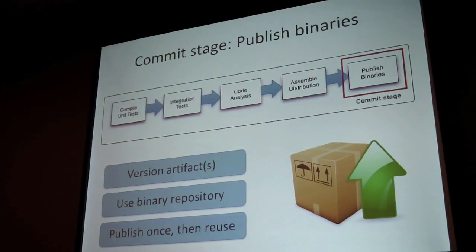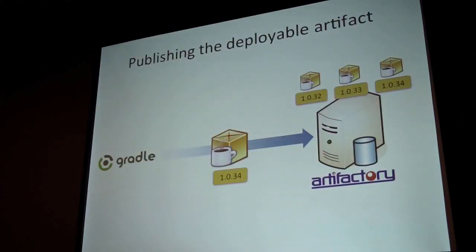Once you push it, you don't want to push it again. Well, this information is already there. You have the artifact. And later on, you can actually reuse that artifact to deploy it to different environments. So all you need to know is basically the group ID, the name, and the version. How does this look like? From Gradle, we push up an artifact with the version number, for example, 1.0.34. And you can see there are already some other artifacts up there with different versions. And here you see Artifactory, we use that one.